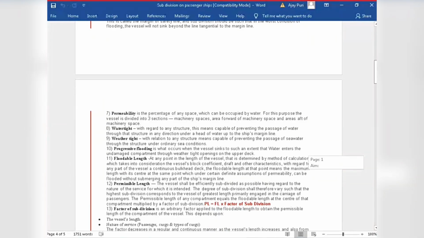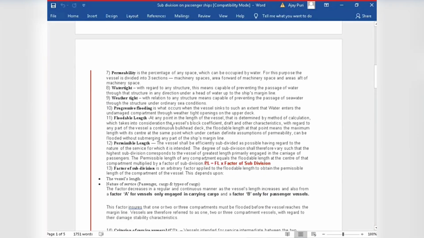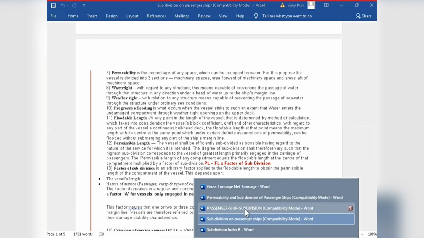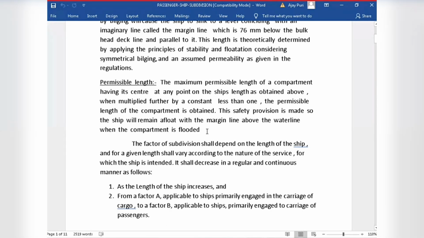We'll do the other lengths also. So permissible length is floodable length into factor of subdivision. That formula is there. Floodable length is the maximum length by the calculation which is considering block coefficient, draft, and characteristics. When you multiply floodable length into factor of subdivision, you get permissible length. Now we'll do what are the other factors, then we'll come back to this definition. So PL is equal to FL into factor of subdivision.